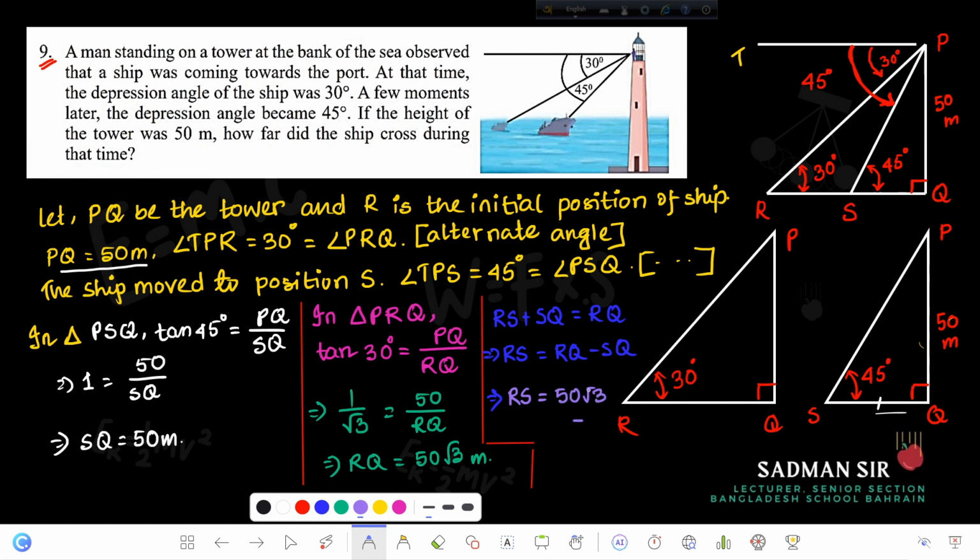Then subtract SQ. How much is SQ? It is 50. So now you can do the calculation in the calculator, and you will get the value of RS. I believe if you do the calculation in the calculator, then it will be 36.6 meter approximately. Okay. So that's how the ship moved. It was at R and then it came to S. Okay. So how much it moved? It moved 36.6 meter. I hope that was clear.